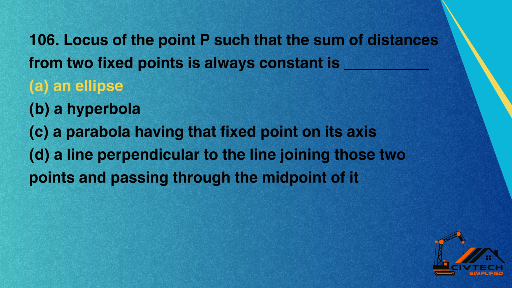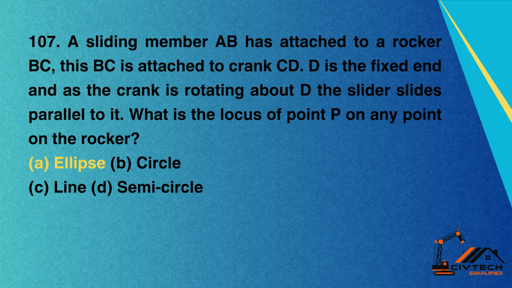106. Locus of the point P, such that the sum of distances from two fixed points is always constant, is: A. An ellipse. B. A hyperbola. C. A parabola having that fixed point on its axis. D. A line perpendicular to the line joining those two points and passing through the midpoint of it. Correct option: A. An ellipse.